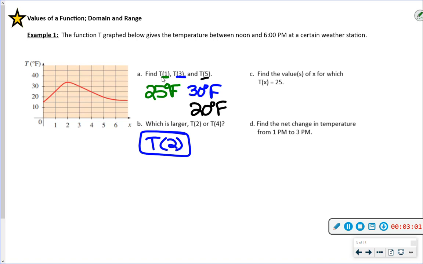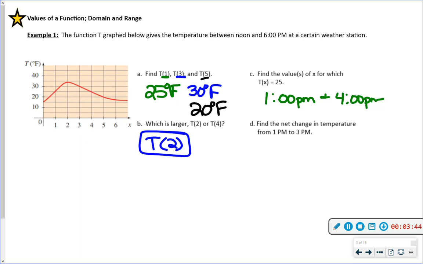Okay, C, find the values for x, so you're finding the x's, the left and right, for T of x equals 25. So I'm looking at 25 up here, and I'm looking at what the x coordinates are that hit 25. Well, we got 25 there, 25 there, so I just need the corresponding x's. 1, and of course 4. So I'm going to write 1 and 4. Now, technically those are time values, so just to make it look fancy, I'm going to say 1 o'clock and 4 o'clock, just so it goes in line with our word problem here, of course. Let me erase my little green.